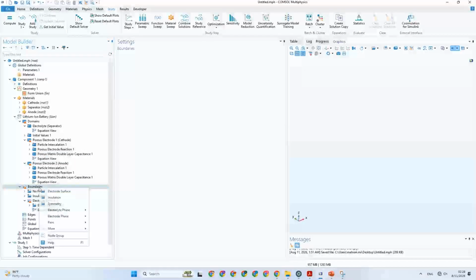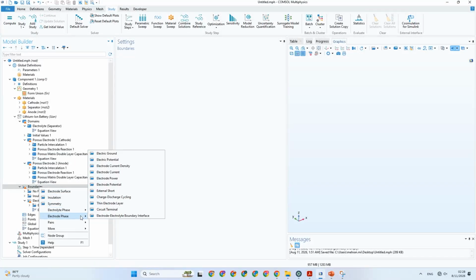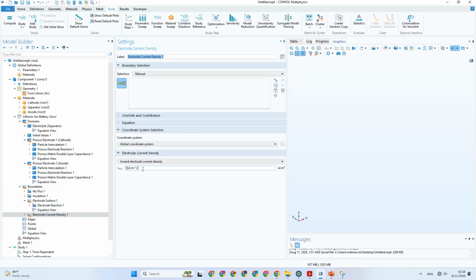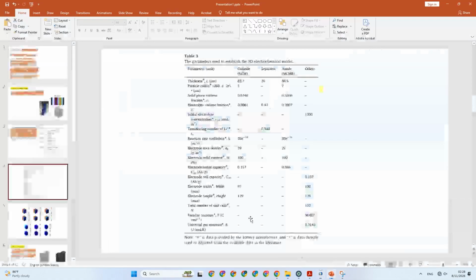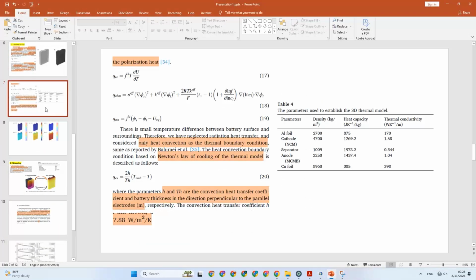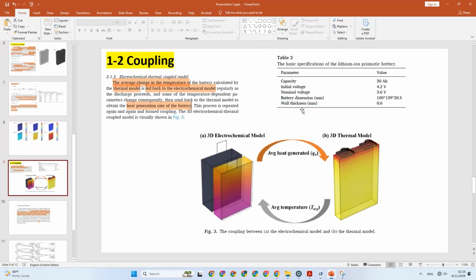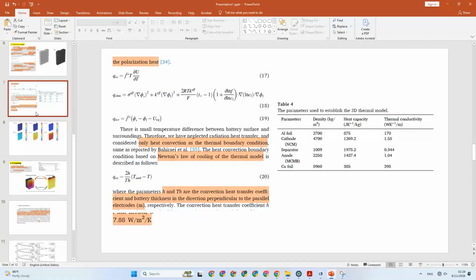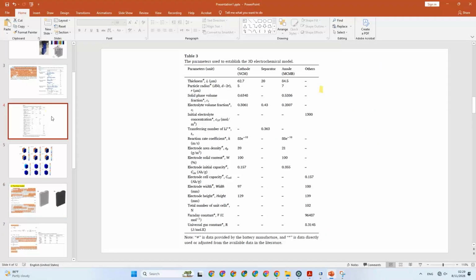I add electrode phase to current or current density. If I add current density, it must be, and we can invert electrical, and I add the current density here. Maybe in the table, I don't know. In a general table: capacity, initial voltages, nominal voltages, not here also. Okay, we can continue.